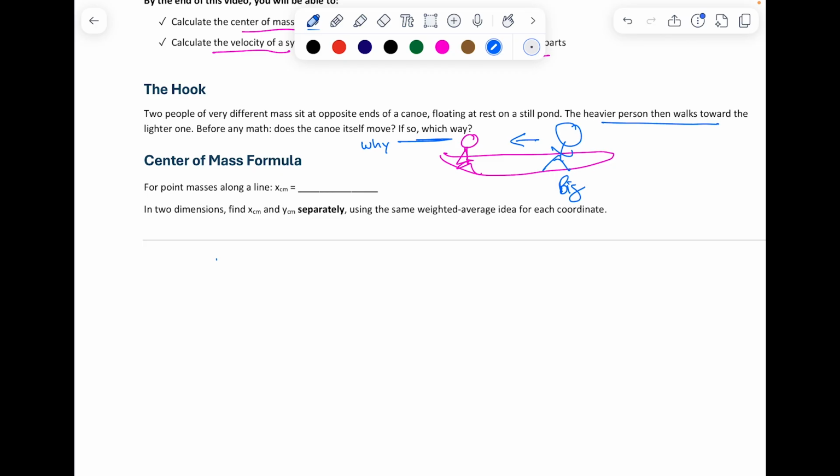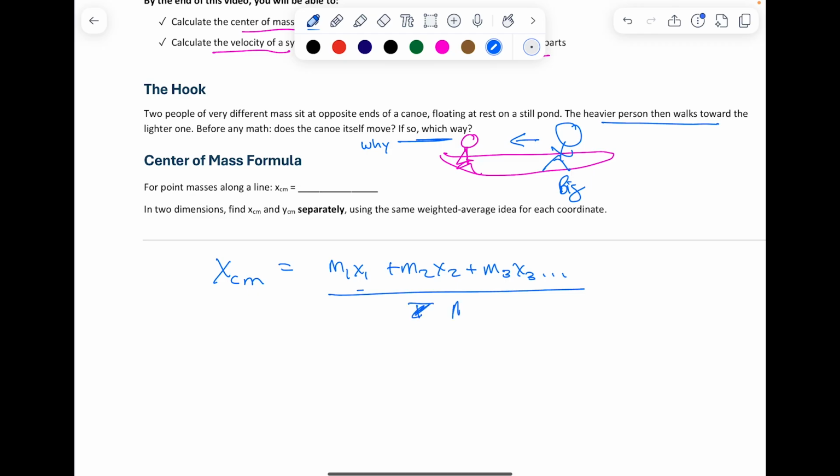So the center of mass equation, X_CM, that's CM not centimeters, it's center of mass, is equal to M1x1 plus M2x2 plus M3x3 ... over, I'm just going to say M total, or M1 plus M2 plus M3, and you can have as many masses as you want. It's that simple, guys.